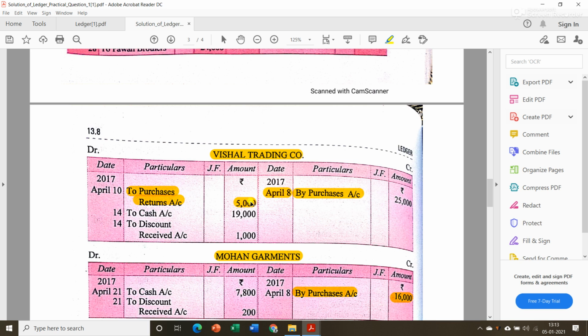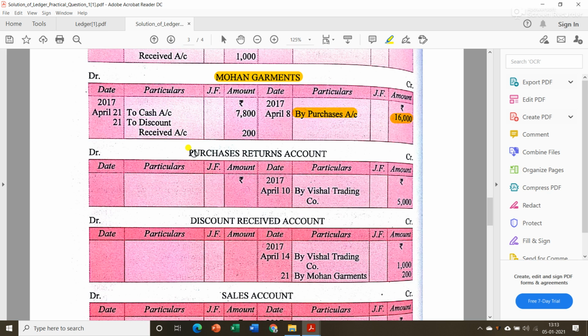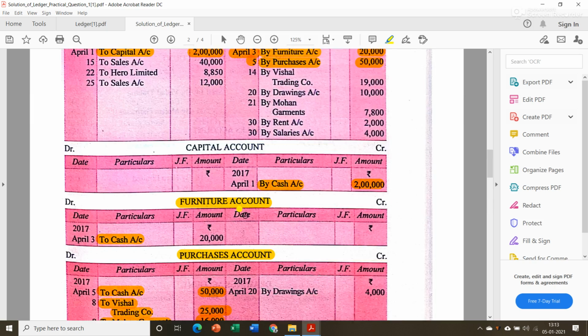But we don't have purchases return account, we only have purchases account. So we will create one new purchases return account, and in that we will write by Vishal Trading Company on the credit side 5,000.